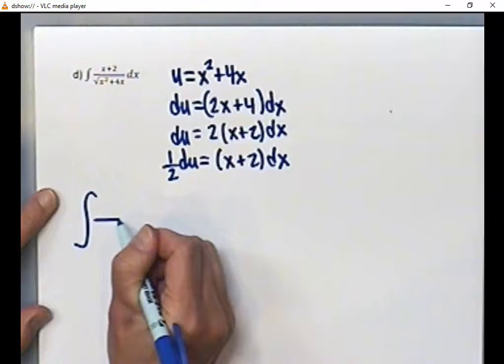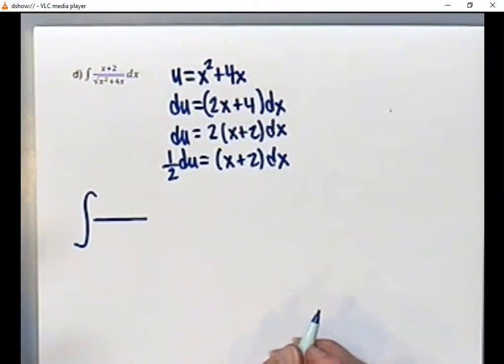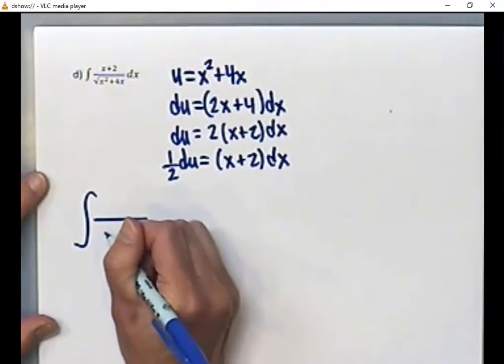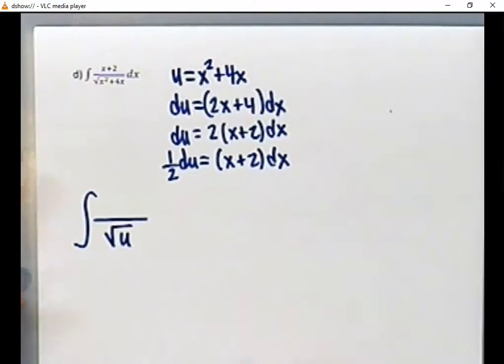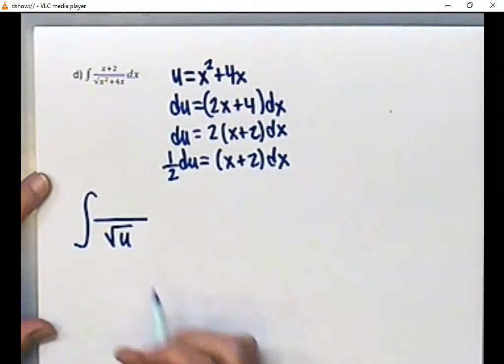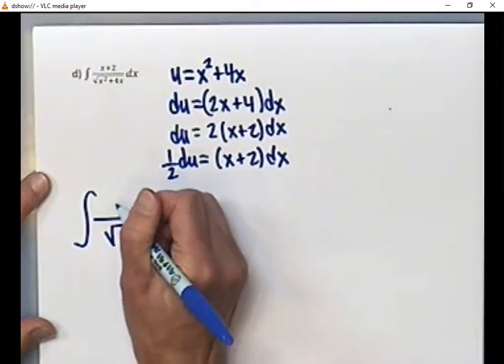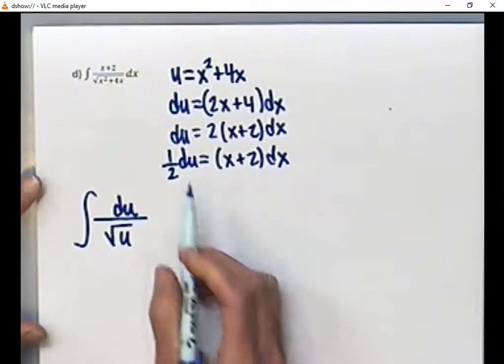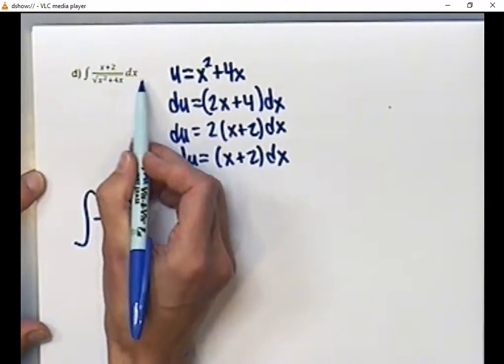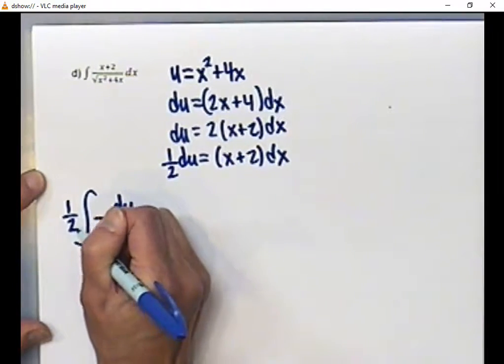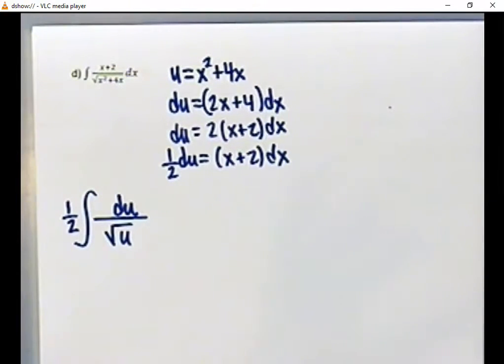So in the denominator, are you just going to have u? Yeah, square root of u, right? So the square root's still there. The whole top part is now a du with the 1/2, right? 1/2 du is replacing all of x plus 2 dx. So I'll just put the 1/2 out front. Though if you put it inside, that's not wrong.